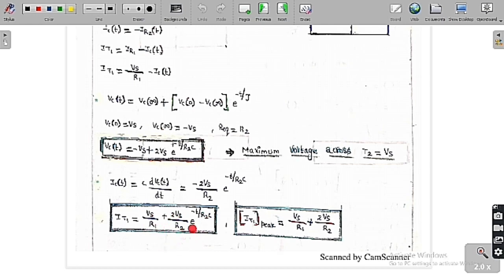And if you want to see, this is an exponentially decaying term. The maximum amount of current passing through the thyristor T1, if you substitute t is equal to 0, we are going to get Vs by R1 plus 2 Vs by R2. This is the maximum amount of current which is passing through the thyristor T1. And the maximum amount of reverse voltage appearing across the thyristor T2 is equal to the supply voltage itself.